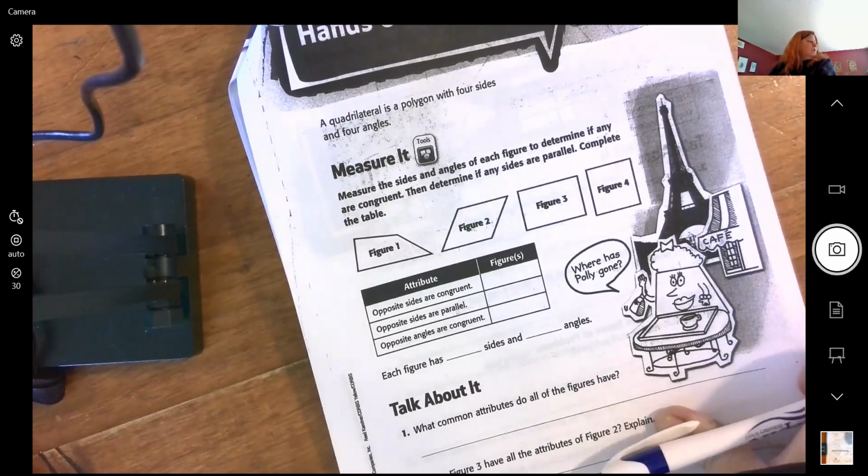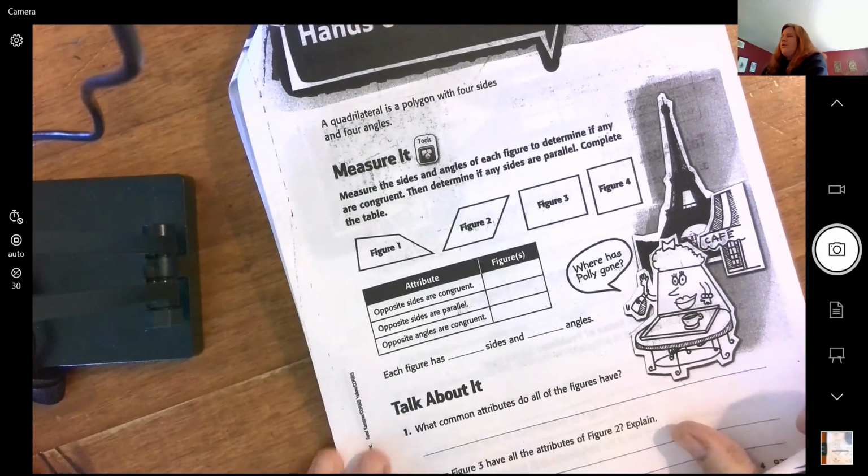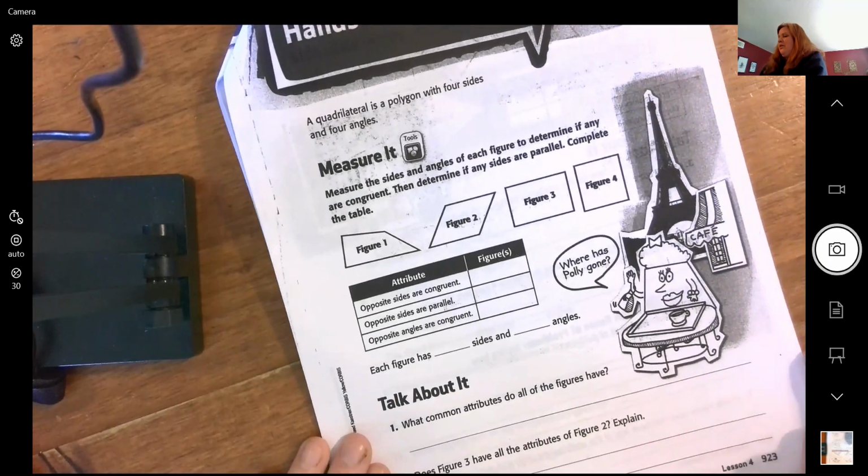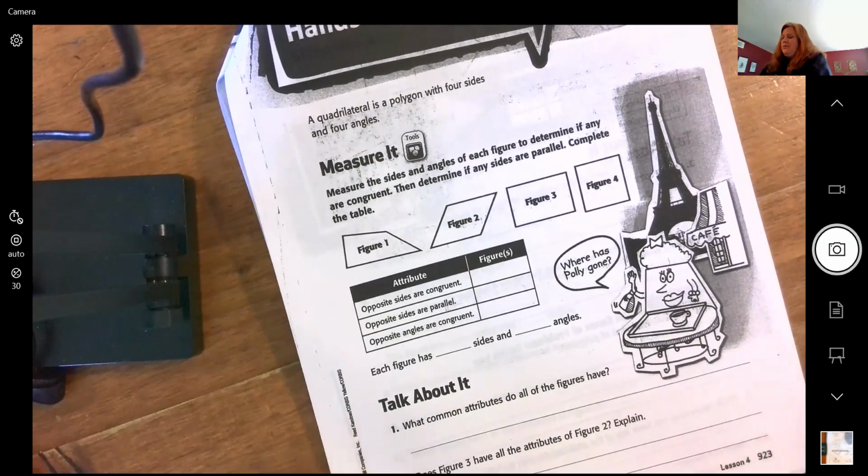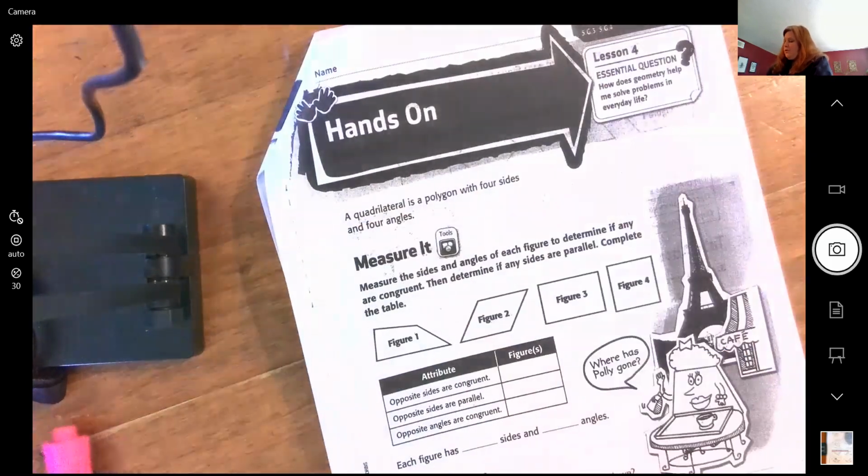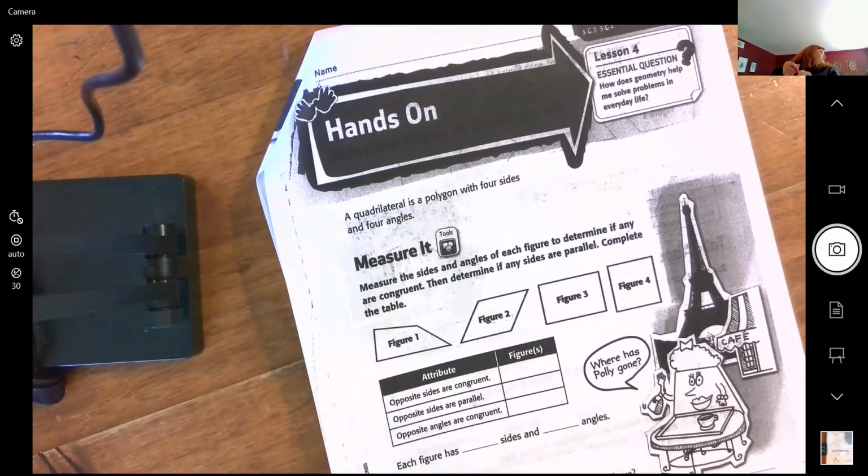Hush, girls. Go. Hush. We were focused on 3-sided polygons, which are triangles. But this time we're going to move to quadrilaterals. So we are on page 923. Hush, girls. Go. Go.